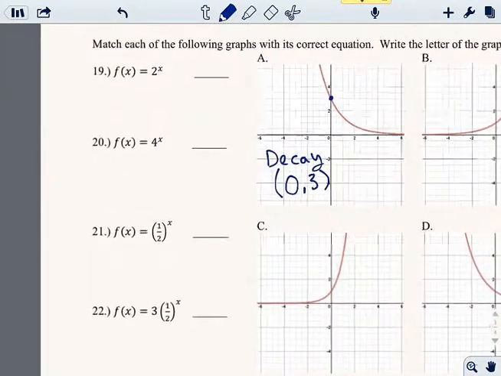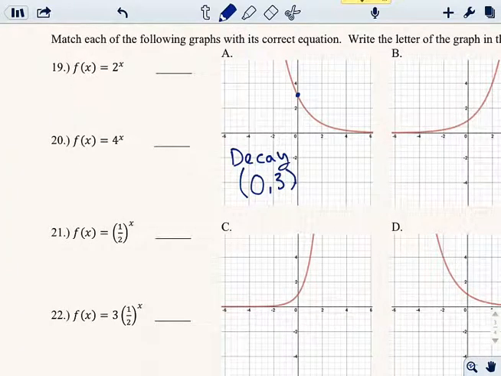Now, I look over here to the left and I look at 19 through 22. And if I've got decay, that means I know that my b value, or my rate, has to be smaller than 1. So right away I know that 19 and 20 are out of the running. Okay, so I'm going to say 19 and 20, those are out of the running. A is not 19 or 20.